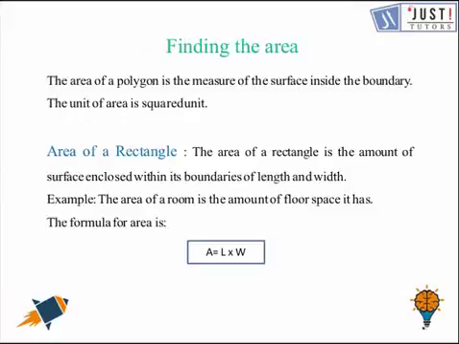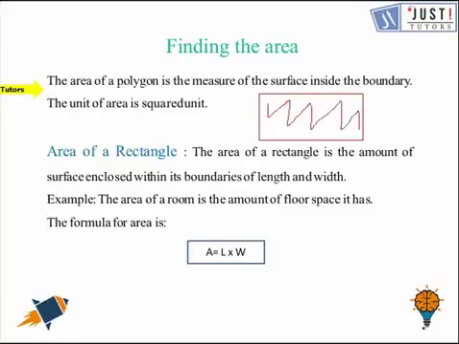Let's start with finding the area. Area of a polygon is the measure of the surface inside the boundary. Like if this is a shape that I have, everything which comes inside the shape, we call it the area. The unit of area is squared unit.